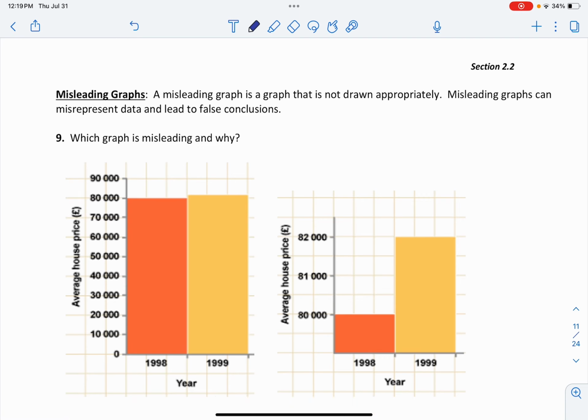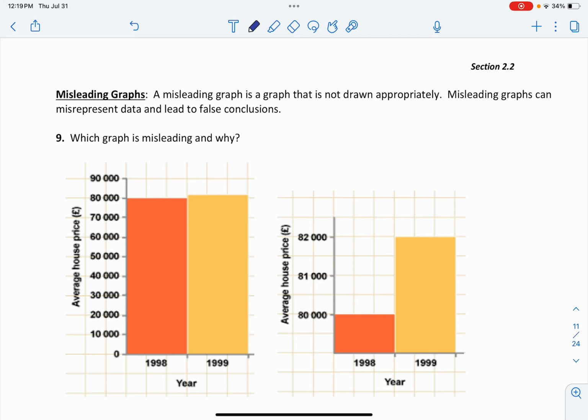So here we have two graphs. We're comparing average house prices in 2 years. Man, houses were cheap back in the 90s. Too bad I didn't buy a house back then. We're comparing 98 to 99. If you look at these two graphs, they actually have the same data. The orange bars top out at 80. The yellow bars top out at 82.